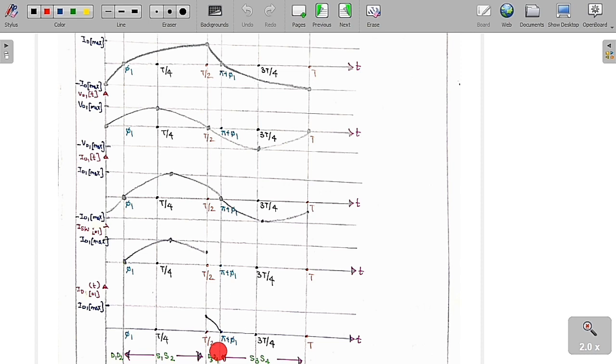Similarly, for the diode also, I want to find what the fundamental component of the diode current is. See, only D3 is conducting from pi to pi plus phi 1, and in the remaining range it is off, so 0. But here, as D3 is conducting, the output current is equal to the D3 current. Therefore the fundamental component of the load current is equal to the fundamental component of the D3 current. So whatever the nature of the load current in this period, the fundamental load current will be the same here also. So this is what you are going to get.